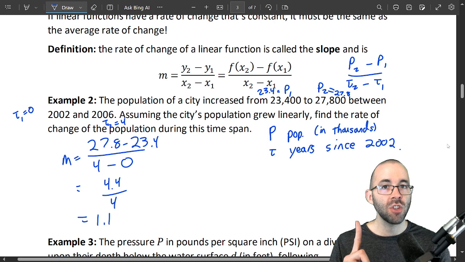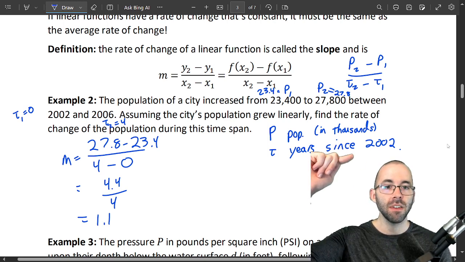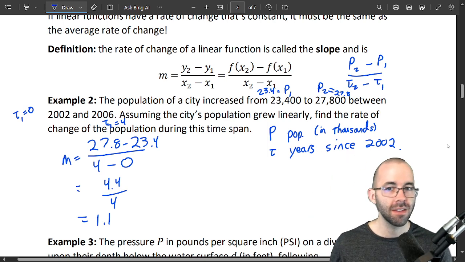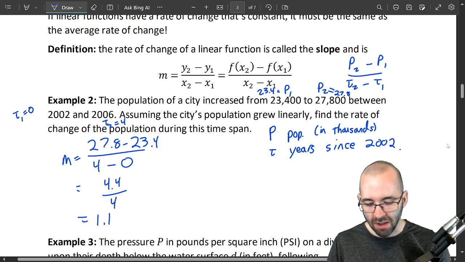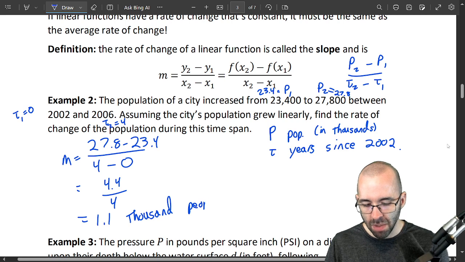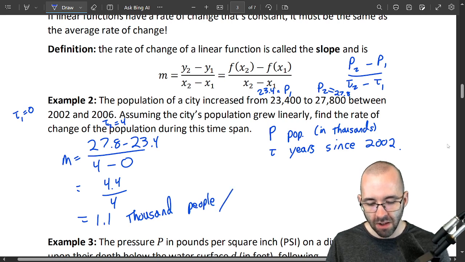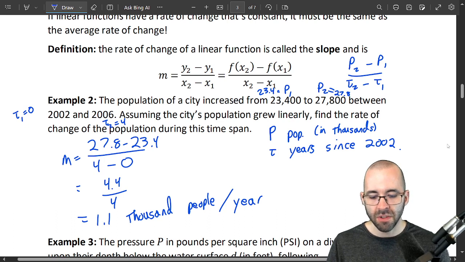What are our units of rate of change? Units in output divided by units of input. So the output is thousands of people, 1,000 people divided by the units of input, which is a year. So what is the rate of change?